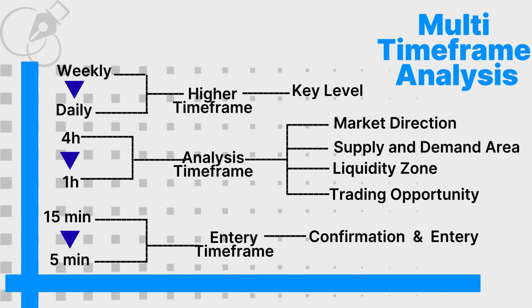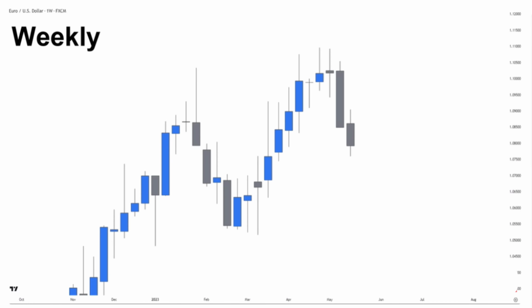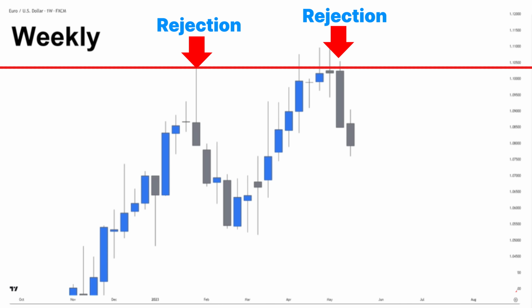Now, let's apply this approach to real market examples to fully understand how it works. Here we have Euro-Dollar on the weekly chart. First, we mark the most recent key market structure levels where price has reacted. We intentionally keep the chart simple and only highlight the most relevant zones near current price. For example, this level marks a historical high that recently rejected price twice.